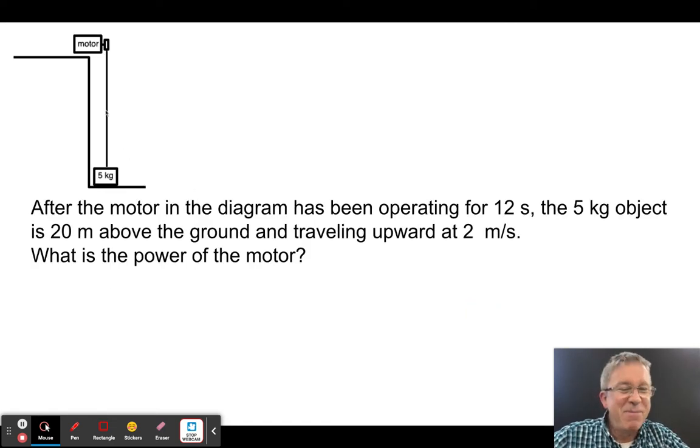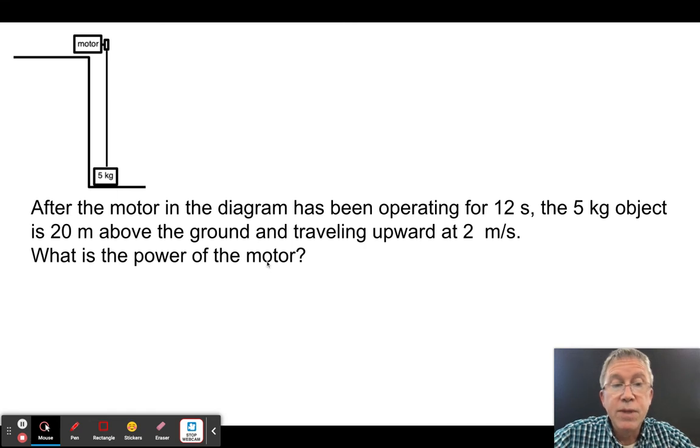All right, let's try this one here. Now I'm kind of proud of this motor I drew here. I don't know why. I just think it looks really slick. Okay, so I got a motor, and it's coming down with a rope, and is attached to this 5 kilogram mass on the ground. After the motor in the diagram above has been operating for 12 seconds, the 5 kilogram object is 20 meters above the ground and is traveling upward at 2 meters per second. What's the power of the motor?